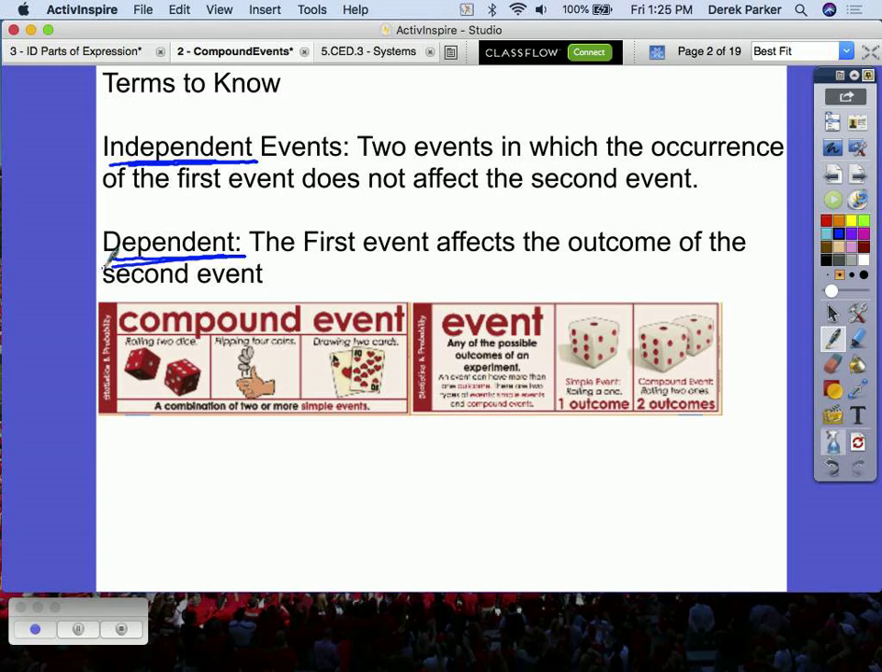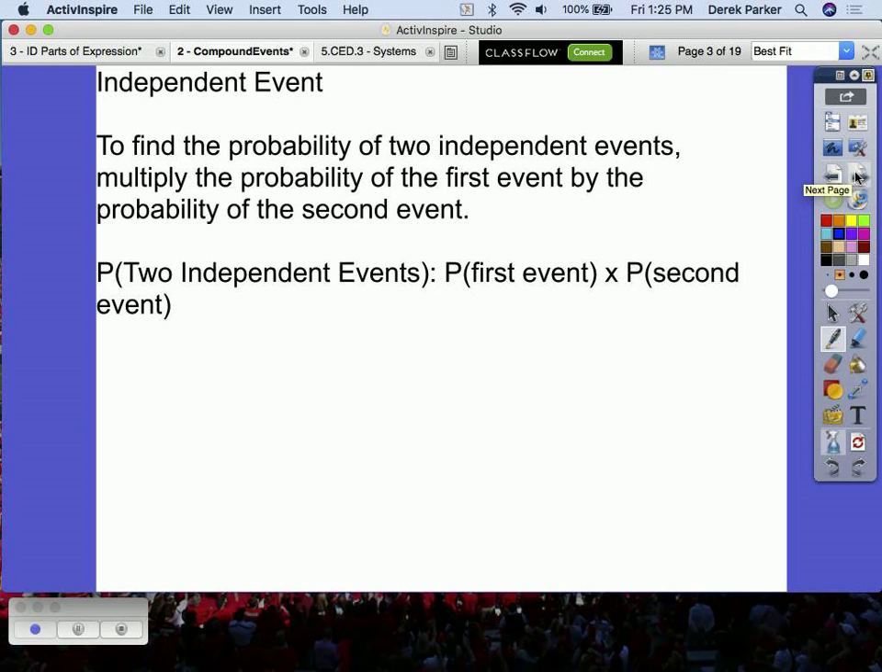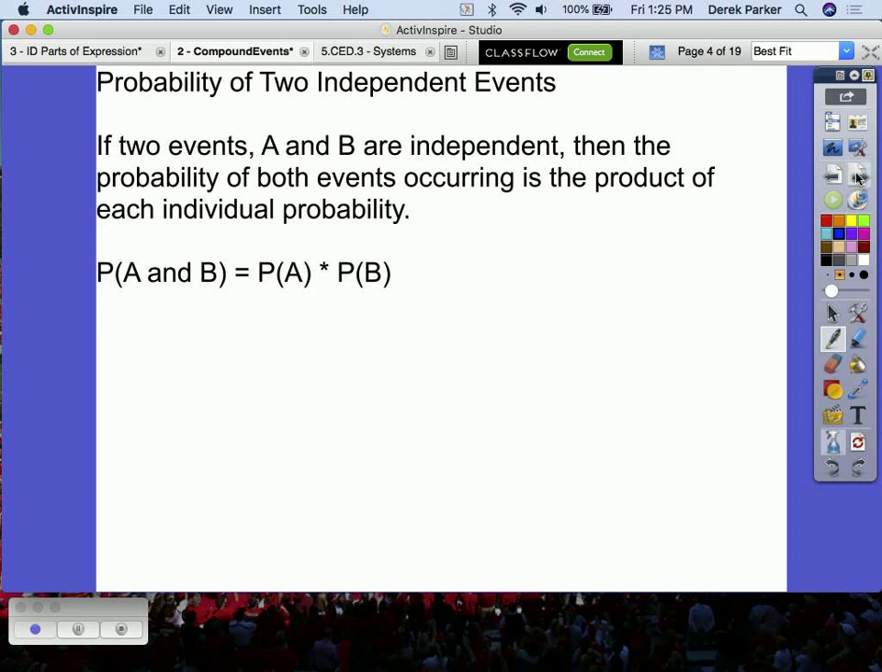Okay, now compound events, a combination of two or more simple events. For example, rolling two dice, flipping four coins, or drawing two cards. To find the probability of two independent events, multiply the probability of the first event by the probability of the second event. So, two independent events equals first event times second event. If two events A and B are independent, then the probability of both events occurring is the product of each individual probability.